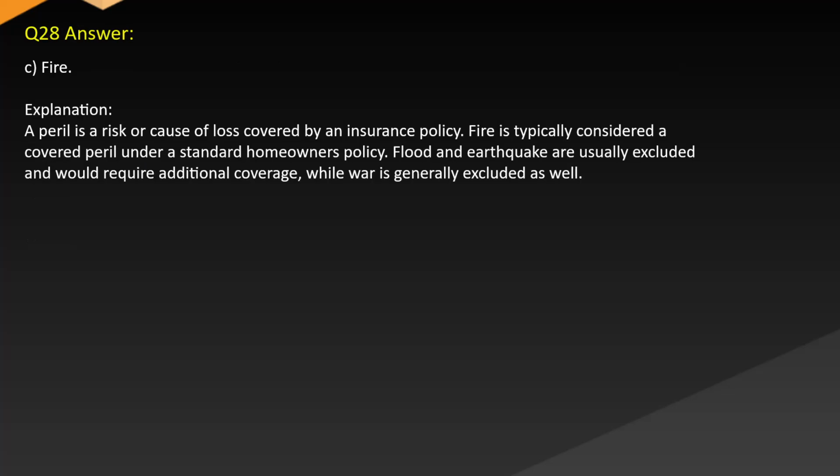Answer: C. Fire. Explanation: a peril is a risk or cause of loss covered by an insurance policy. Fire is typically considered a covered peril under a standard homeowner's policy. Flood and earthquake are usually excluded and would require additional coverage, while war is generally excluded as well.